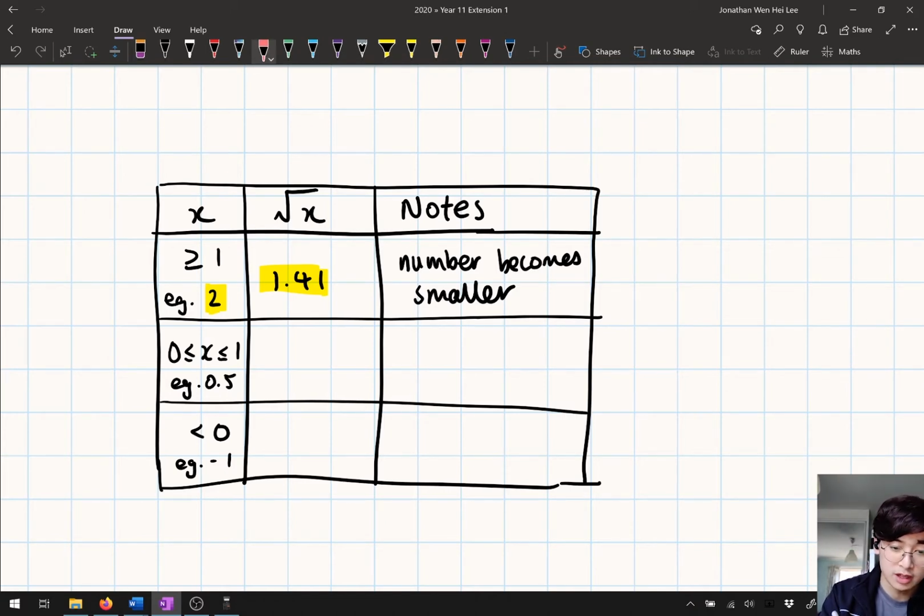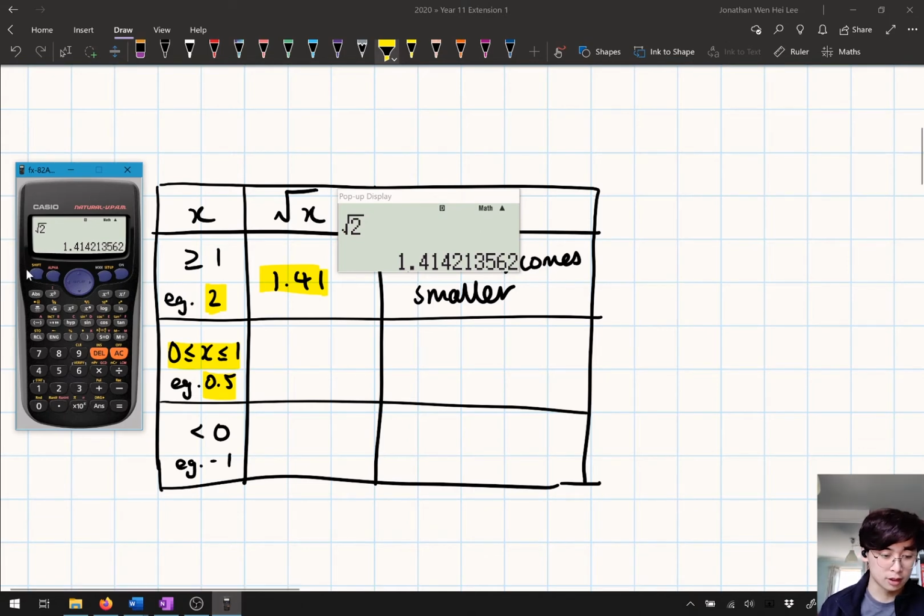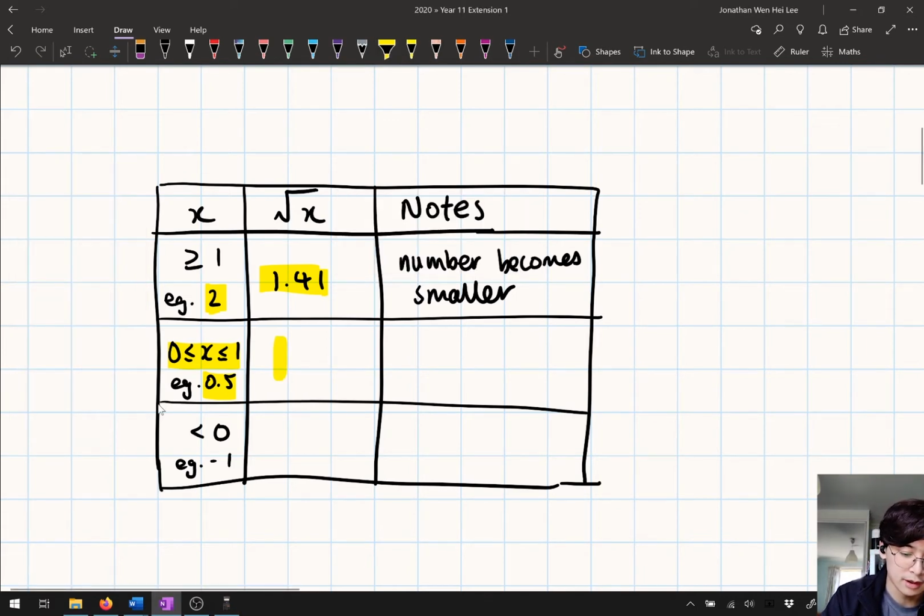Let's have a look at the next condition, which is a number between 0 and 1. For example, x equals 0.5 or half. Let's put that into a calculator: square root of 0.5, and we get 0.707. Now what do you notice between 0.5 and 0.707? Well, the number gets a bit bigger. So between 0 and 1, the number becomes bigger. I'll write that in red so we match it.